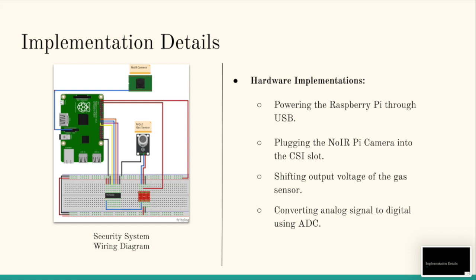The Pi camera didn't really require that much thought or labor itself, because all we really had to do was take the ribbon cable of the camera and slot it into the CSI module port.